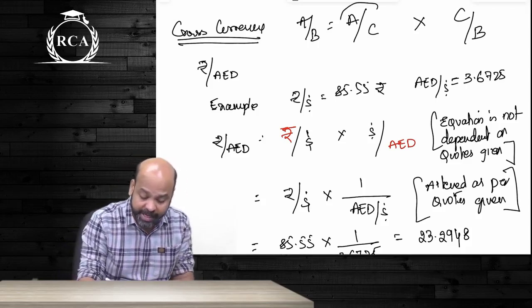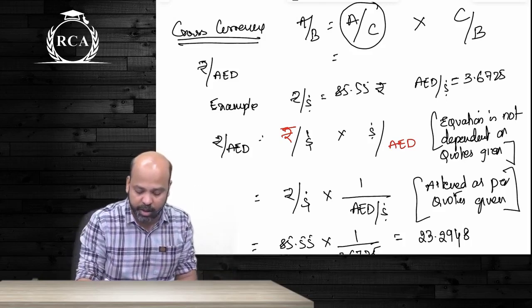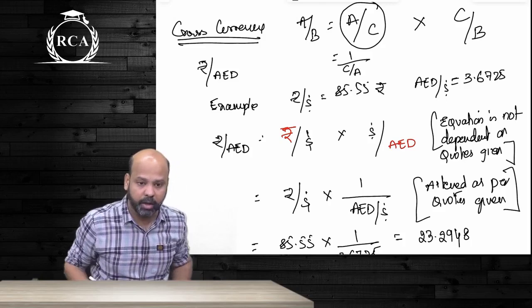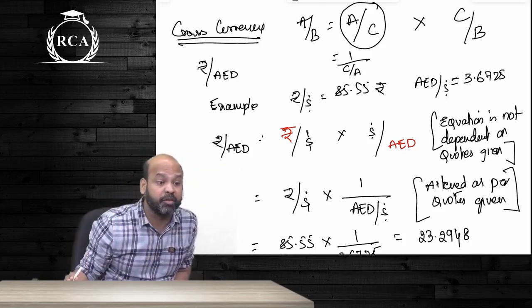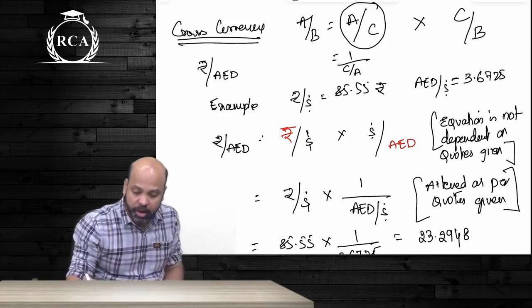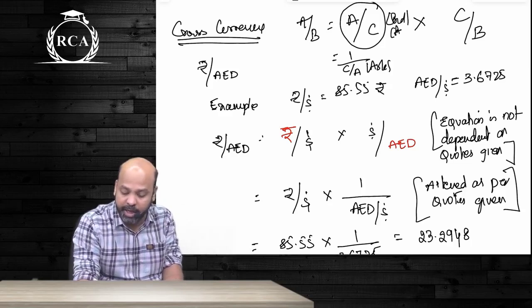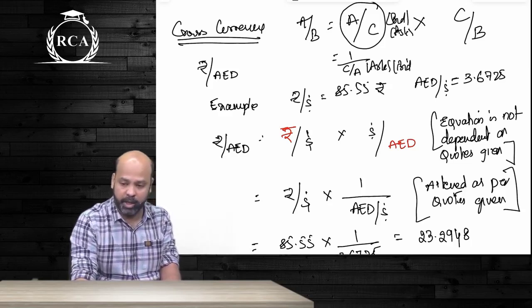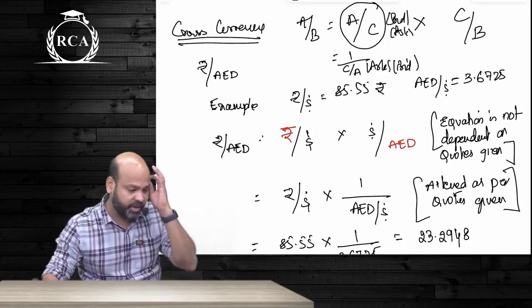If this is directly available in the question, guys, pick it up. If it is not available in the question, you will write 1 divided by c by a, the rate that is given in the question. But when you do this, remember the logic of inverting a two-way quote. If you wanted bid rate here you are supposed to pick up ask rate. Here if you want ask rate, here you're supposed to pick up bid rate. Are we clear about this? So this is cross currency, guys.